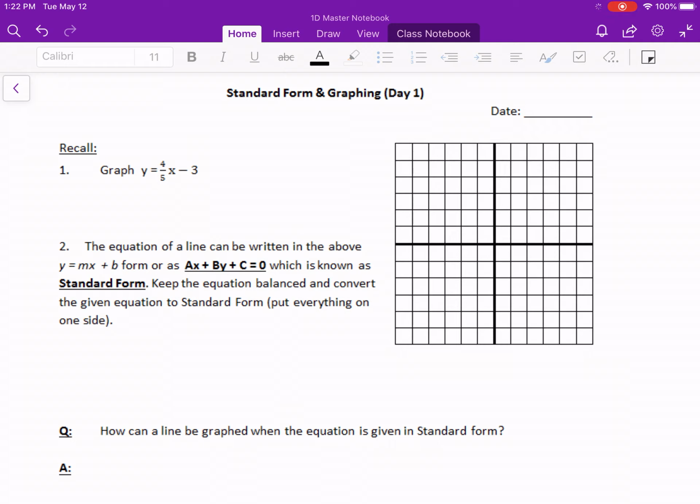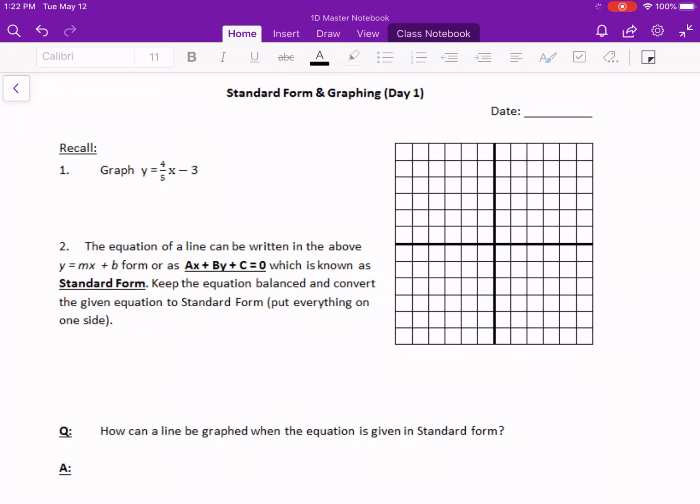And then a slope of 4/5 means that I'm going to count up 1, 2, 3, 4, and then go 5 to the right, 1, 2, 3, 4, 5 to the right, and put my next dot. So that's how we do it. We count that way. And if we have enough room, we could do more dots.